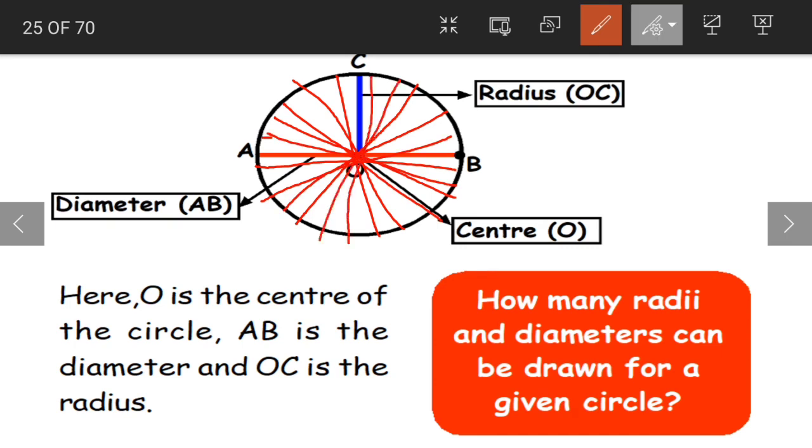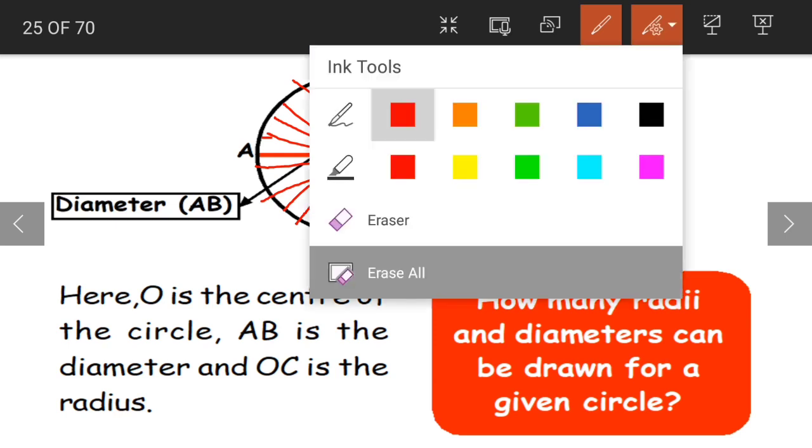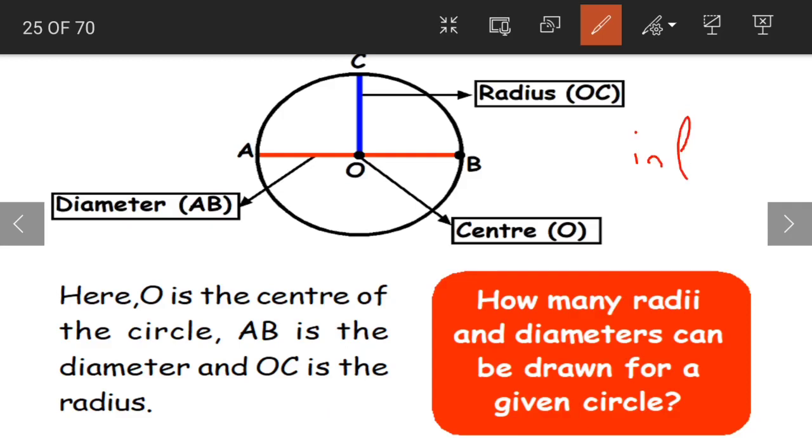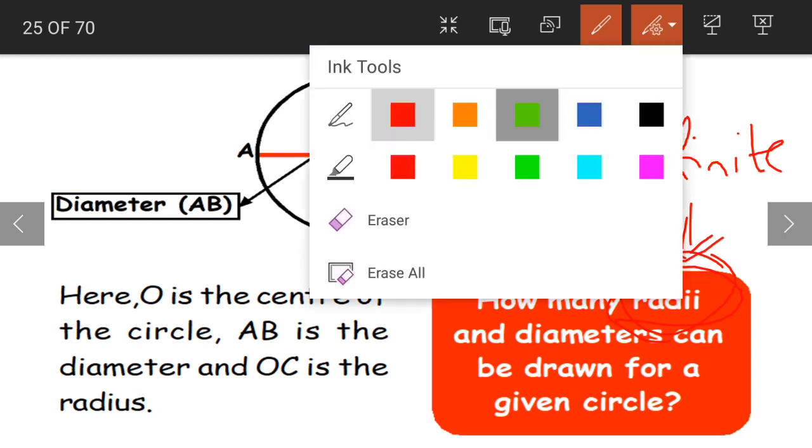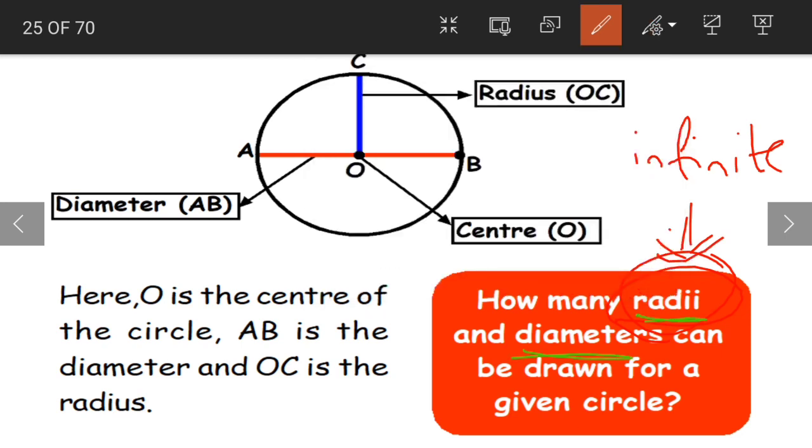Understood, children? Like this we can draw many diameters for a given circle. No matter which diameter you choose and measure, the length of all these will be the same. So for a given circle we can draw an infinite number of radii, which is the plural of radius, and also infinite diameters.